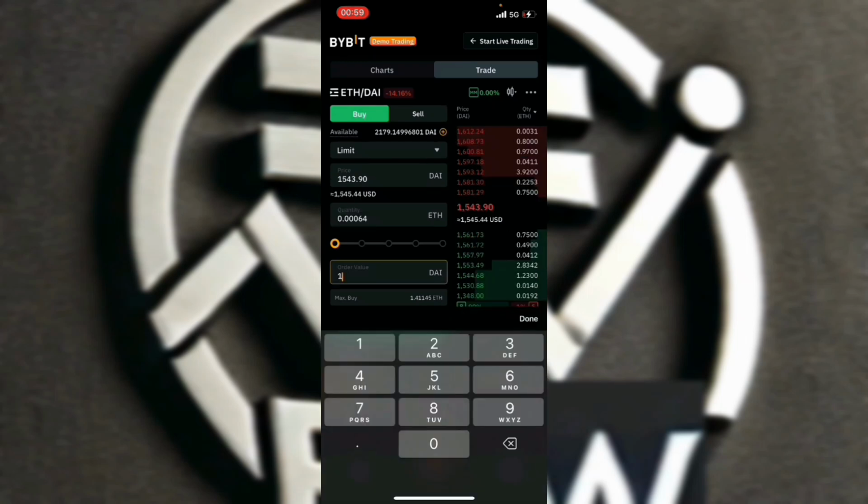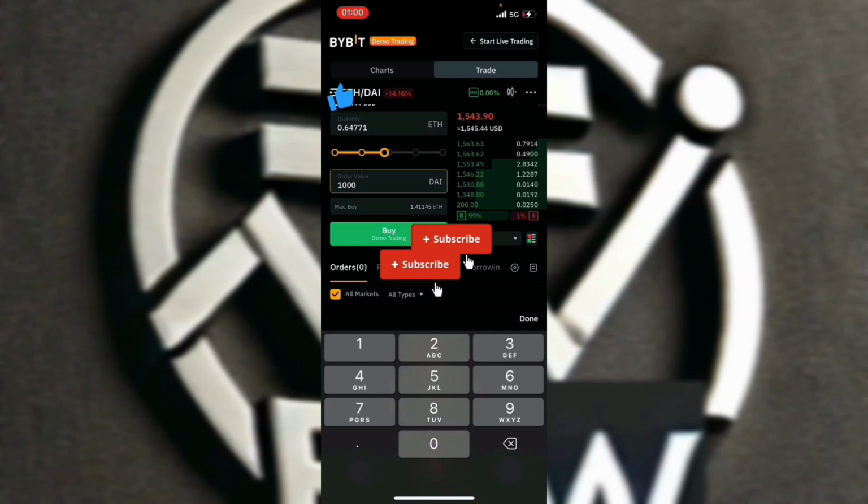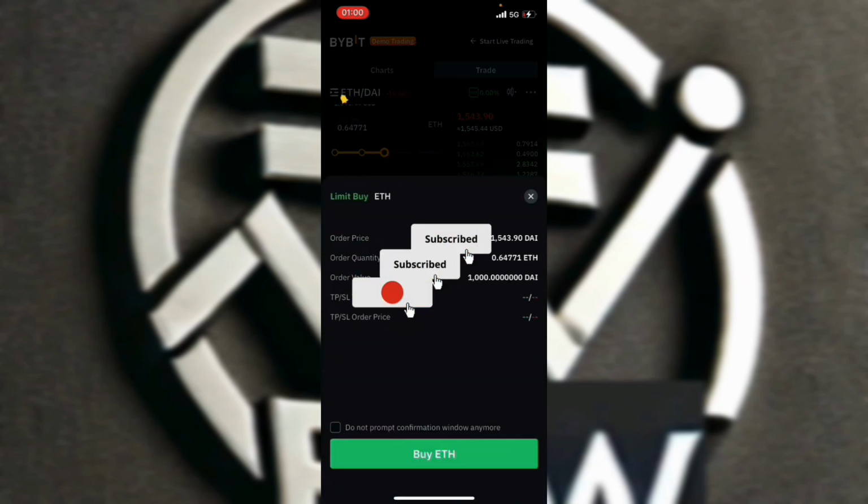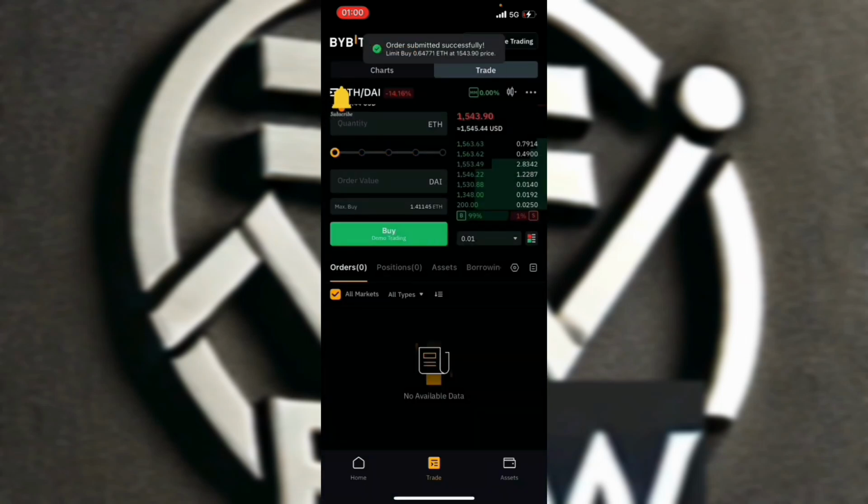So let's say a capital of 1,000 DAI to buy a quantity of ETH. So we're going to be gaining the same price of 0.64771 ETH, as you can see over here. So let's buy it for real now. As you can see, I can buy this with real money now. My order has been successfully placed.